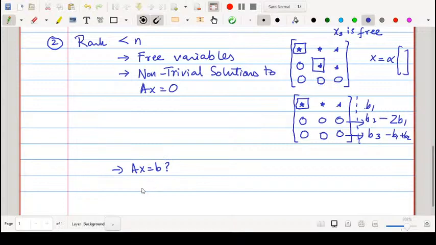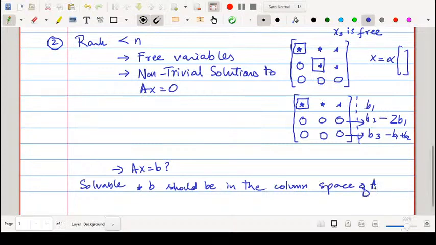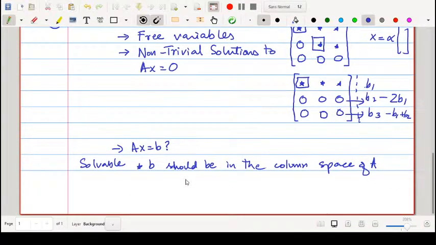And we codified that condition by saying that it's solvable if B is in the column space of A. Only then you can solve this. When B is in the column space of A, then you get a solution. How many solutions do you get? You get infinitely many solutions.